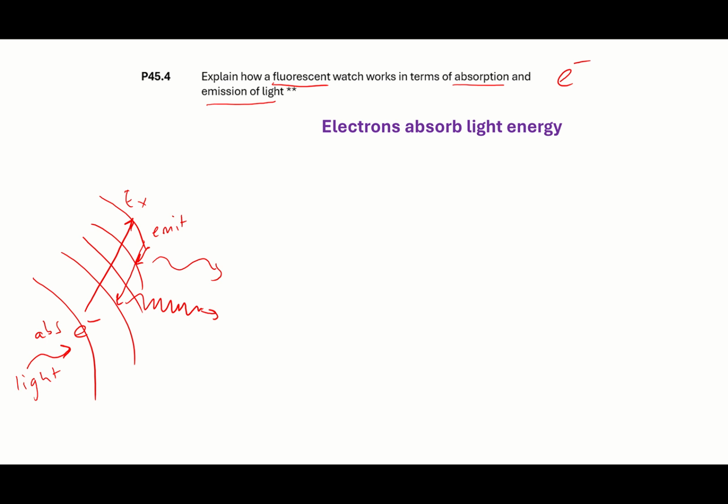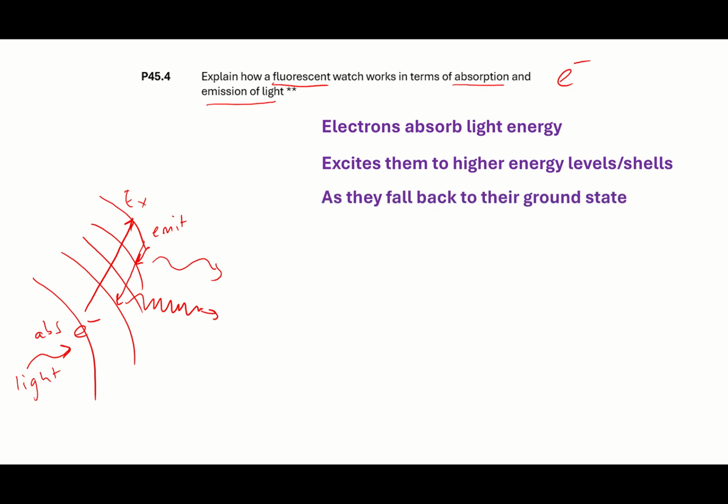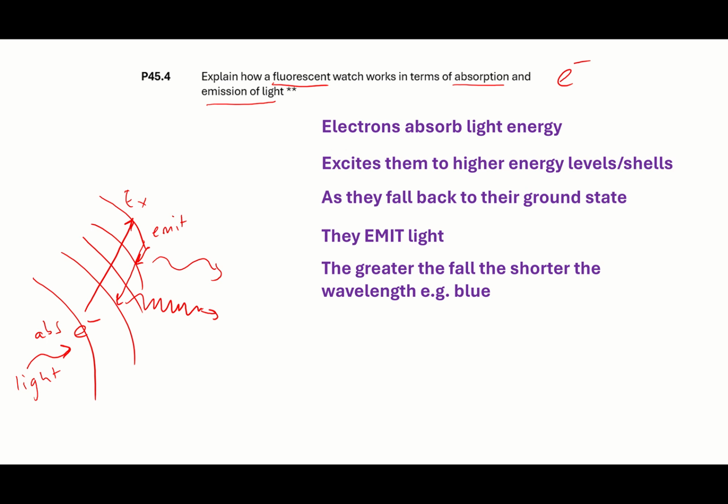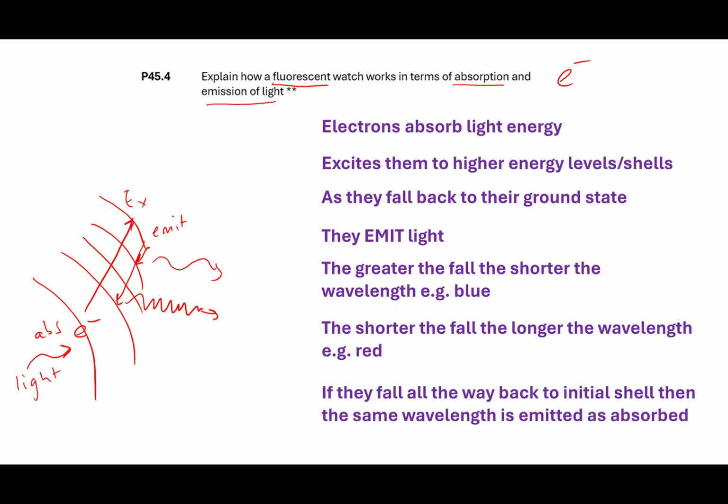So electrons absorb light energy, mark. This excites them to higher energy levels or shells, mark. They then fall back to their initial state, their ground state or their initial shell, word it however you like. When they do this, they emit light. The greater the fall, the shorter the wavelength, or the higher the frequency. So we get blue light. If it's a little fall, then you get longer wavelengths. If it falls all the way back in one go, then we get the same wavelength emitted as we absorbed. And I think that makes sense.